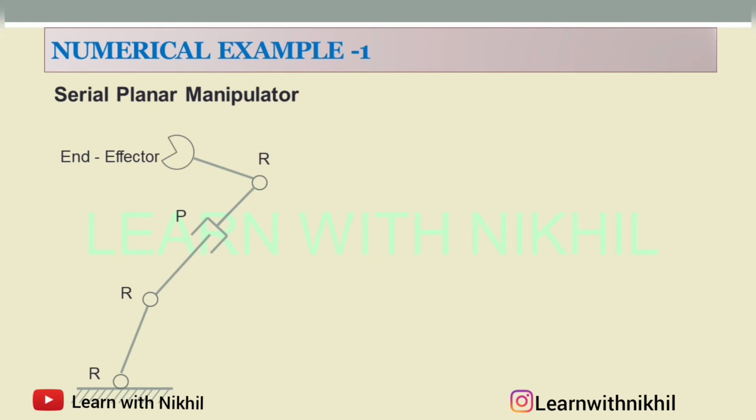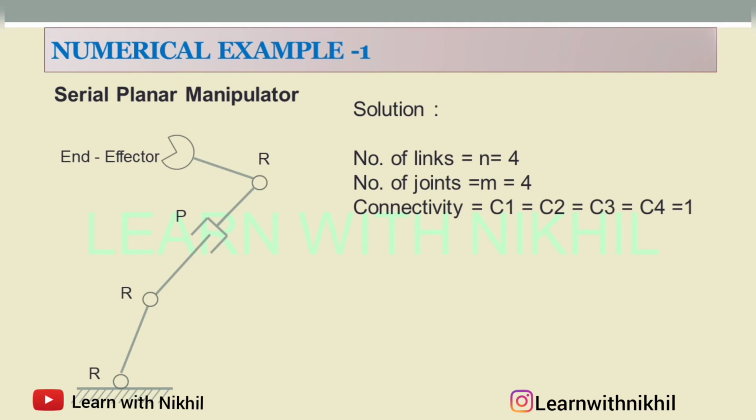So you have 4 links and 4 joints. According to the solution, we have to find the degrees of freedom of this robot. For that, first we will find the links and joints. The number of links is denoted by n, that is 4. The number of joints is denoted by m, that is also 4. We have calculated that right now. Next step, we have to find the connectivity.